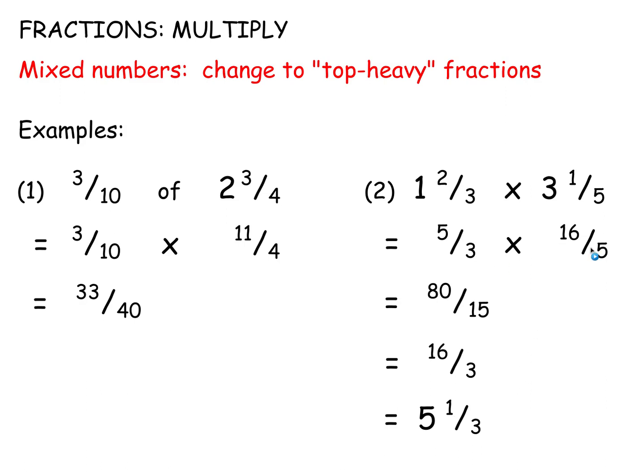What you could do, you could cancel earlier, you can cancel that 5 here with the 5 in the top, and it would become 16 over 3 in the next line. So you can simplify earlier. But if you've got mixed numbers, change them into top heavy fractions, and then you can multiply the numerators and multiply the denominators. So that's multiplication. If it's mixed numbers, go top heavy. Otherwise, it's pretty straightforward.